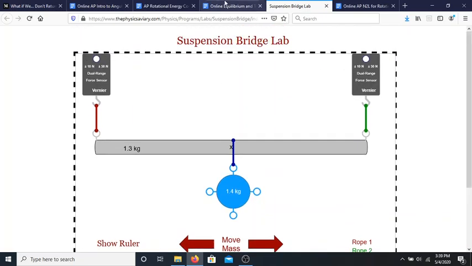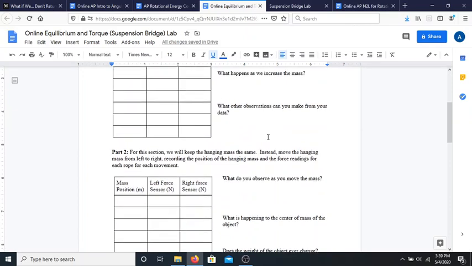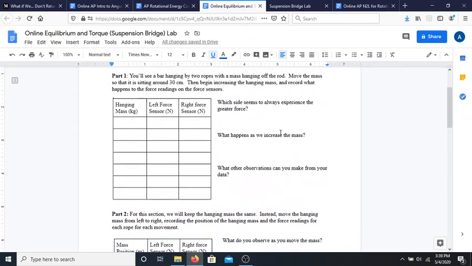So if you could please, ladies and gentlemen, do this lab. Pause this video. When you're done, we're going to talk quickly about what the answers are because I want to get to the practice problems on the back. So work through that lab, and when you're done, come back.